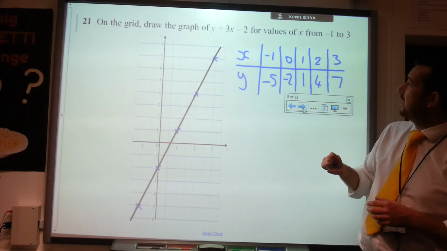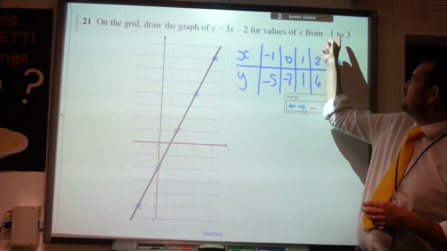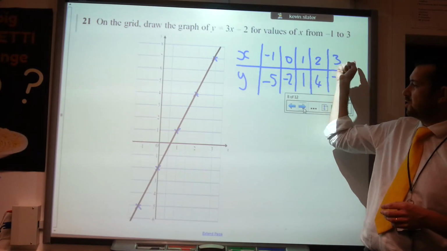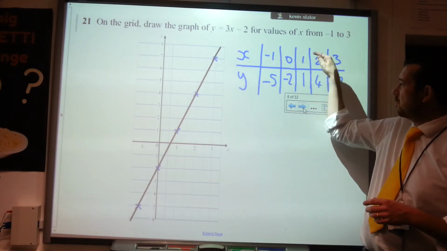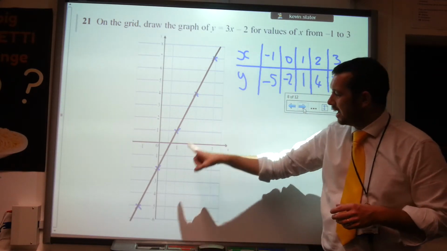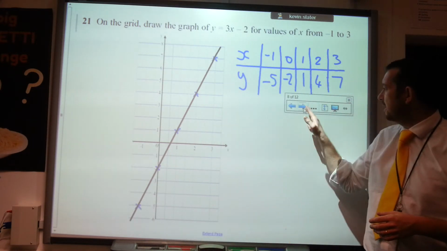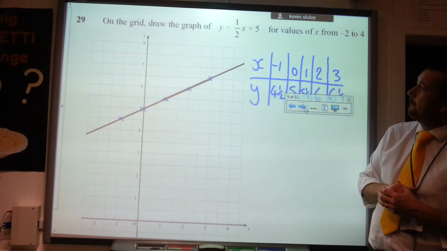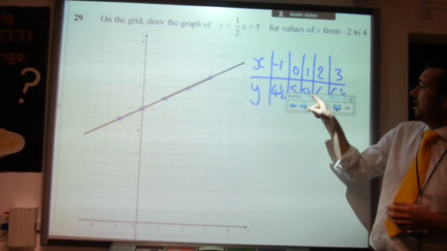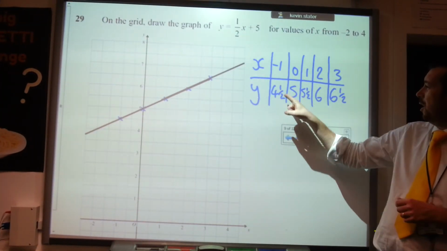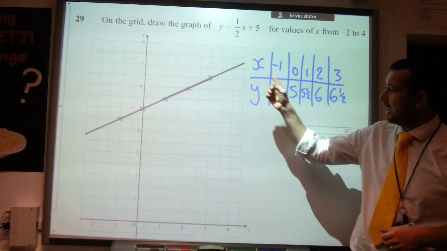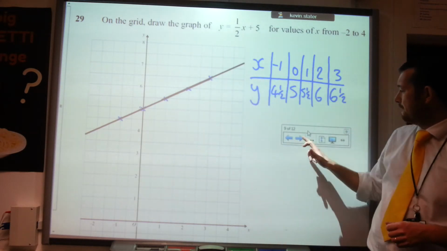The next one that you did, again, it said from minus 1 to 3, so there's my numbers, minus 1 to 3. I've generated some coordinates by substituting them into there, and there's my graph again crossing through minus 2. But notice it's a straight line again. Y equals a half x plus 5. We've got some halves in my answer there, but again there's my line, straight line there.